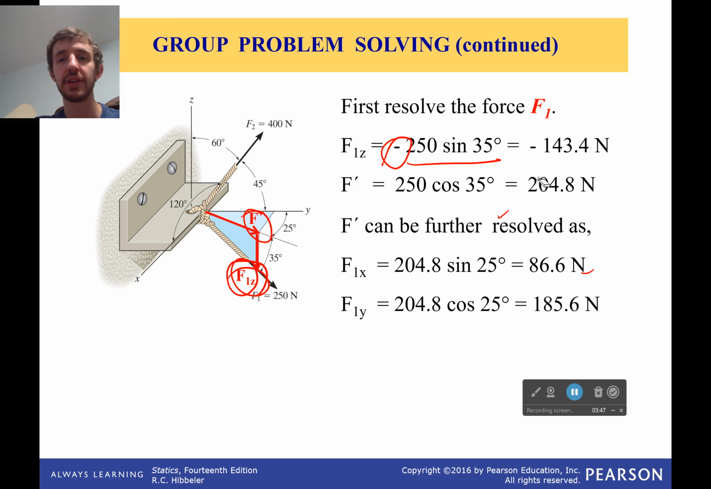Just make sure I got everything erased here. Boom. Okay, then we can further resolve F prime because it's once again just a second triangle and get the x and the y components. Now, how do we do that?